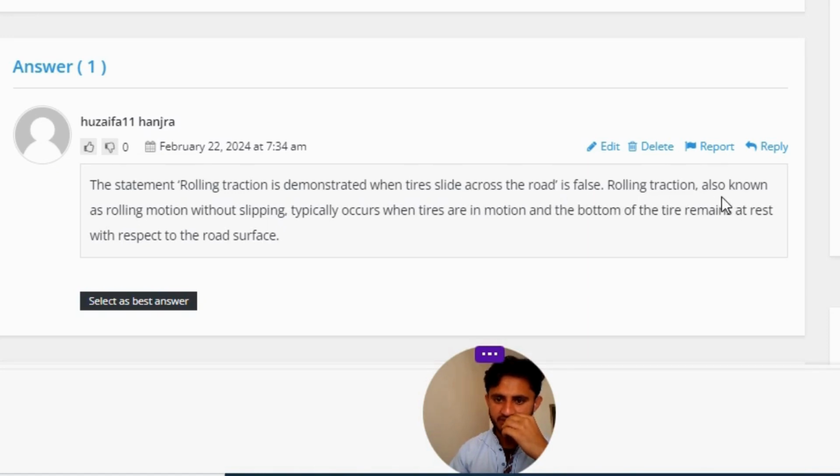Rolling traction, also known as rolling motion without slipping, typically occurs when tires are in motion and the bottom of the tire remains at rest with respect to the road surface. So that is the correct answer to the question.